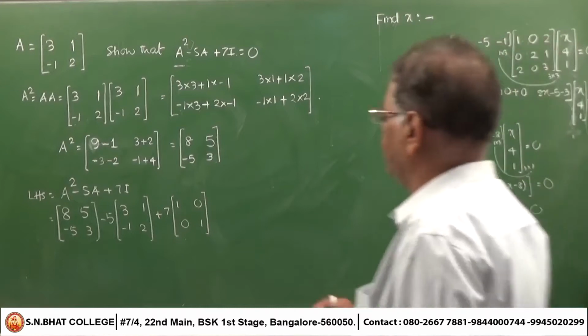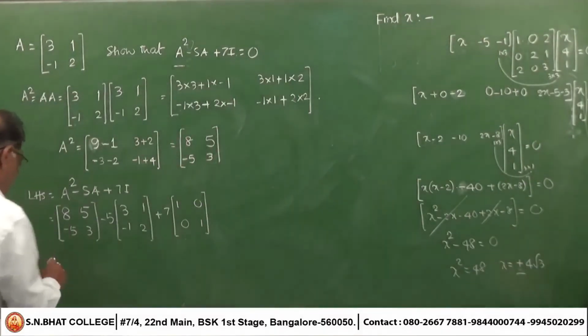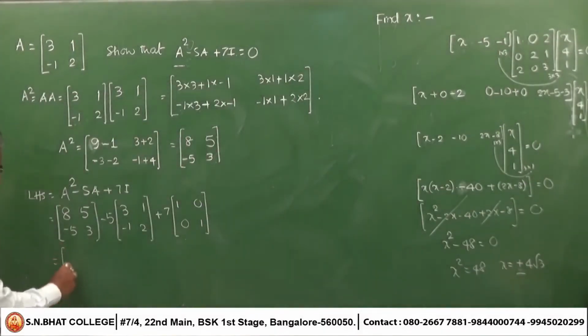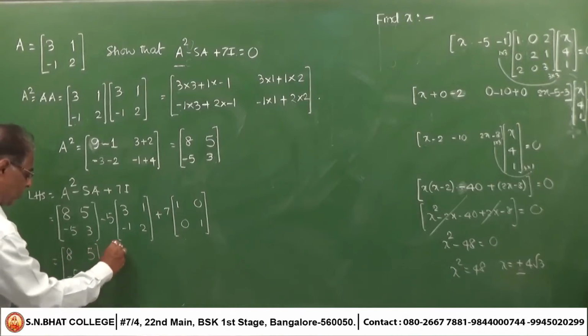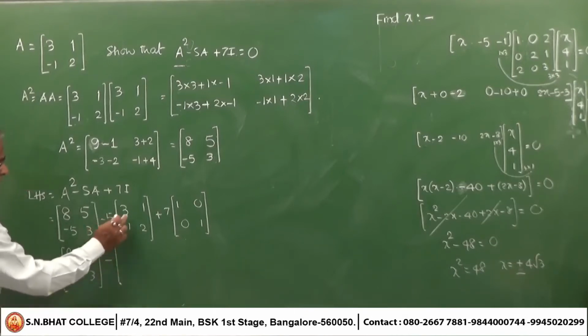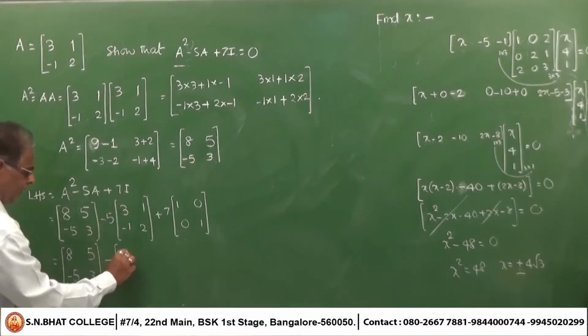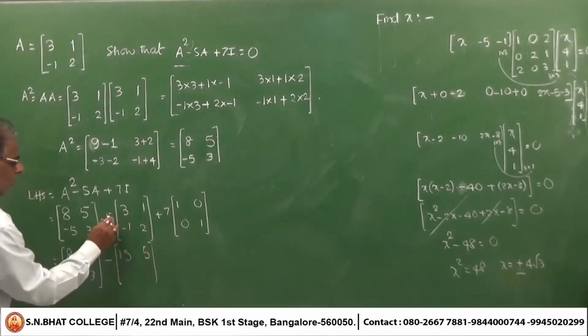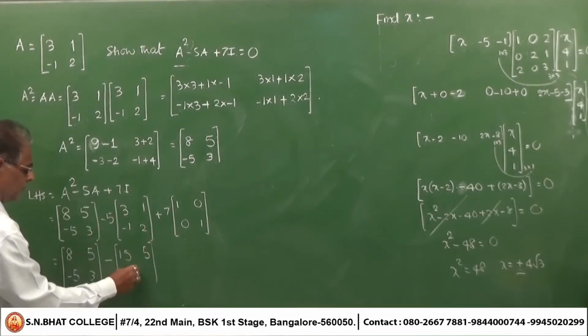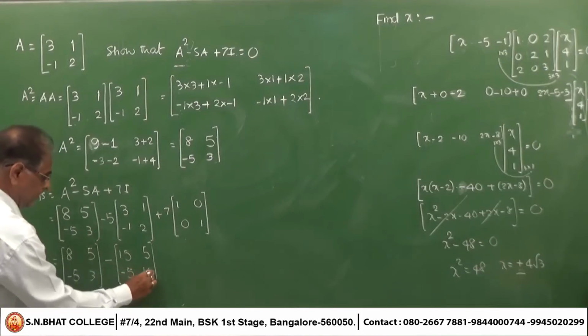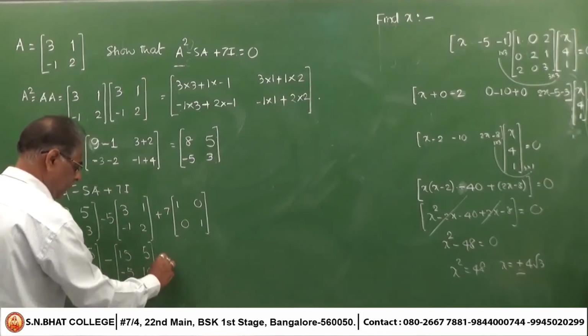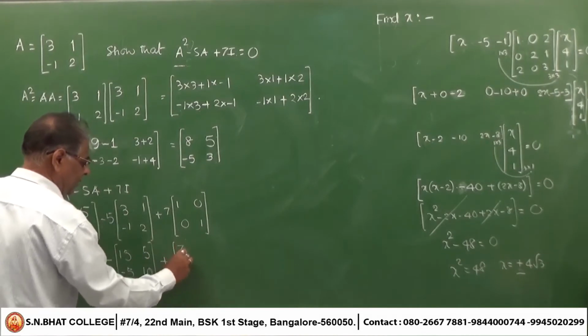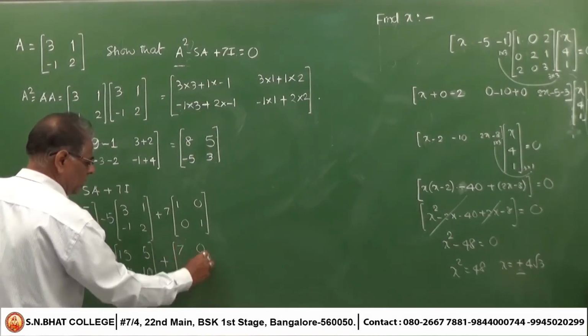Simplify the second matrix by multiplying each element by 5. Retain minus sign outside only. You have to multiply each element by 5. 5 into 3 is 15. 5 into 1 is 5. 5 into minus 1 is minus 5. 5 into 2 is 10. Plus multiply each element of the identity matrix by 7: 7, 0, 0, 7.